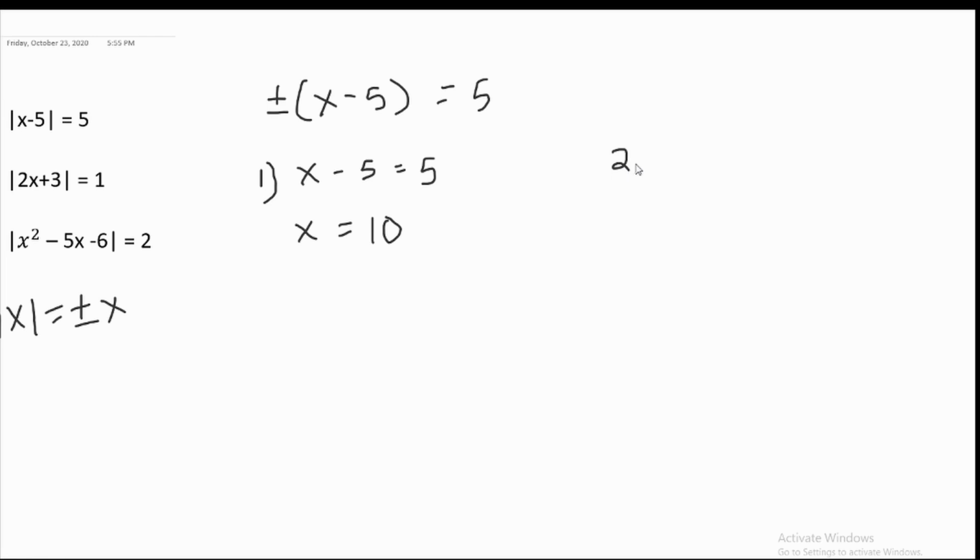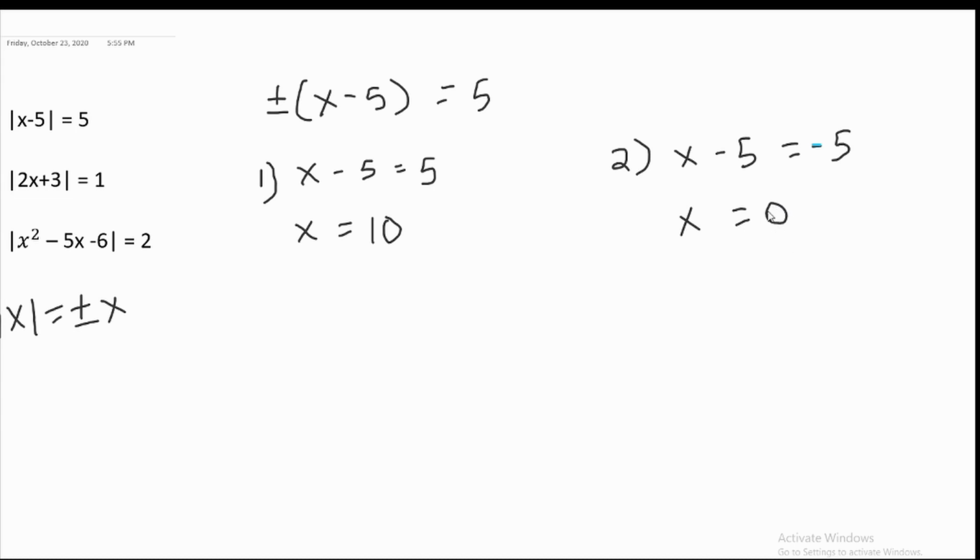Our second case, we have the negative version. So what I like to do, I just like to multiply both sides by -1, so I can keep this side the same. x minus 5 equals -5. Keep in mind because we multiplied it over, then we continue solving. We can cancel the -5 on both sides, or we just add to the other side. x equals 0.